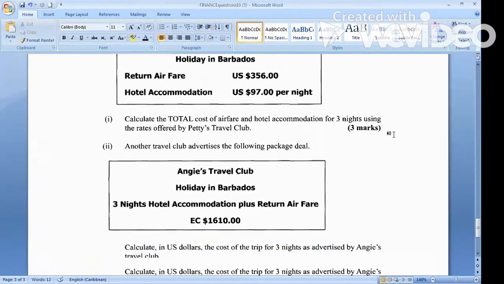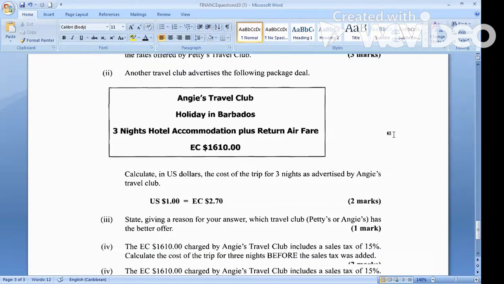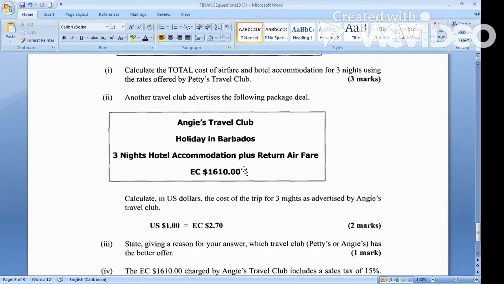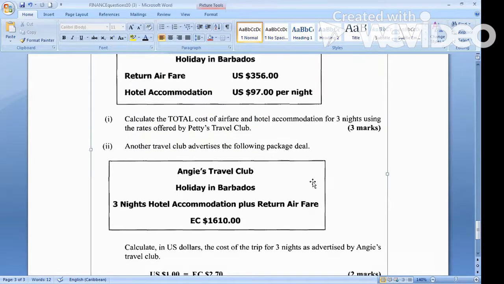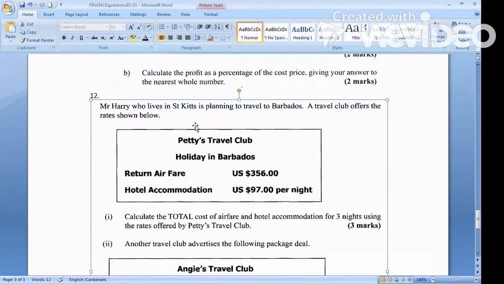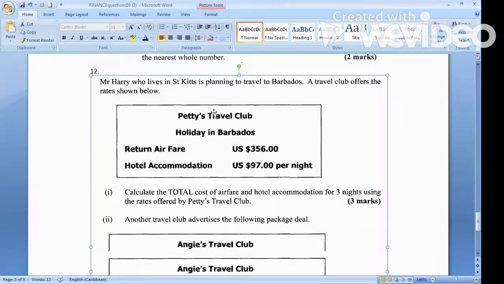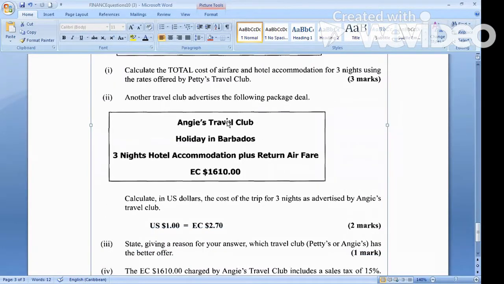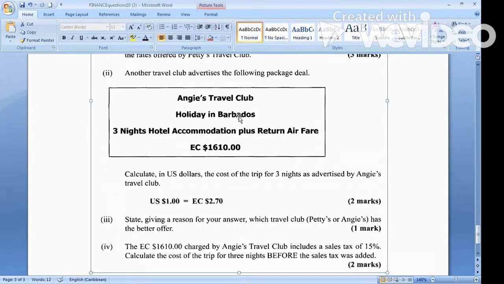So going down to part 2 now, we have another travel club. All right. But what you notice, it would seem as if this travel club is giving the money in what? In local currency, Eastern Caribbean. And that basically tells us that St. Kitts is a part of the Greater Antilles, I believe, or the Lesser Antilles, and they use the EC dollar. I know that Montserrat, for sure, I'm positive about Montserrat, they use EC.